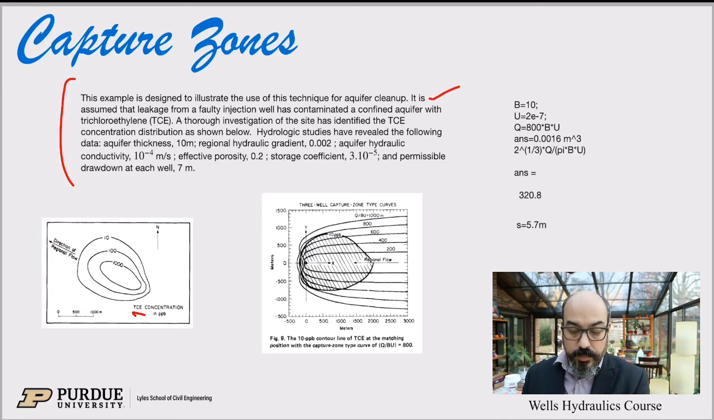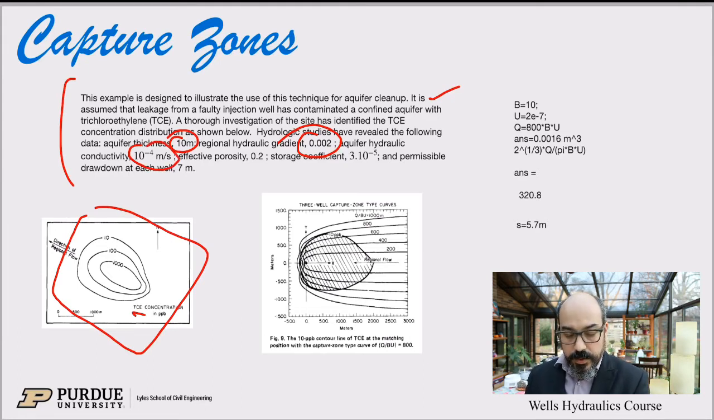So if you want to do a cleanup of this measured plume, how do we do this? Well, thorough investigation of the site shows that the plume is like it is below. Hydrologic studies show that the aquifer is 10 meters deep. Gradient is 0.2%. We have K is 10^-4 meters per second. The effective porosity is 0.2, 20%. Storage coefficient, 3E-5. And the permissible drawdown for each well is 7 meters.